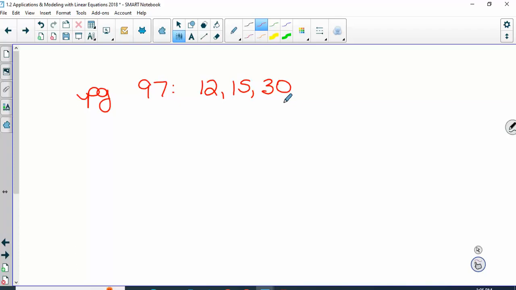And remember, there is an answer key in the folder. You can check yourself. Make sure you're defining variables and answering the question.